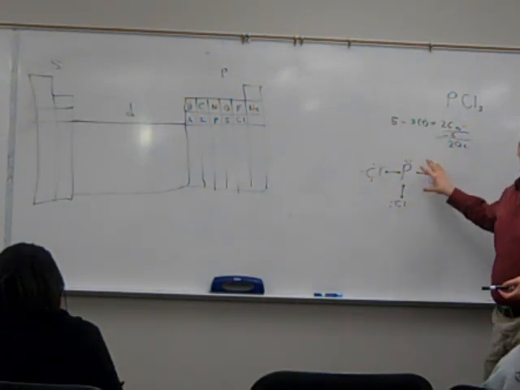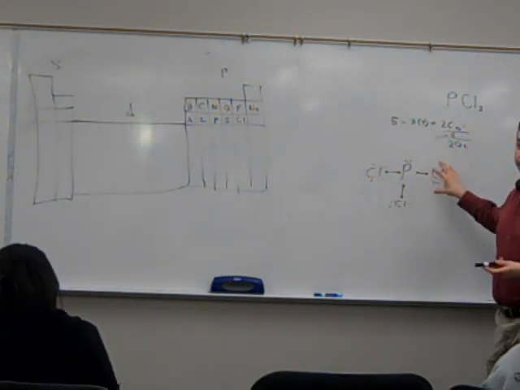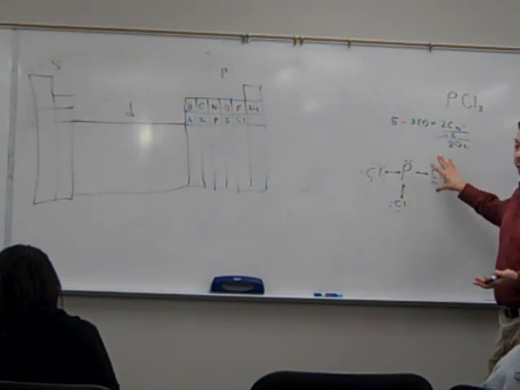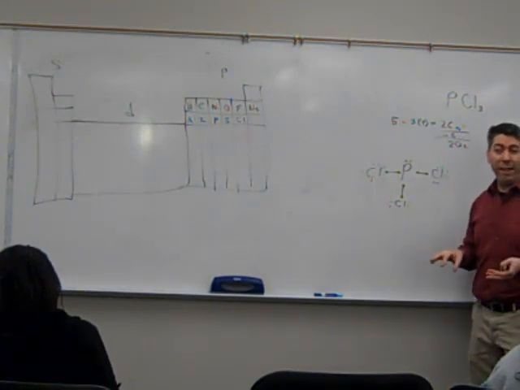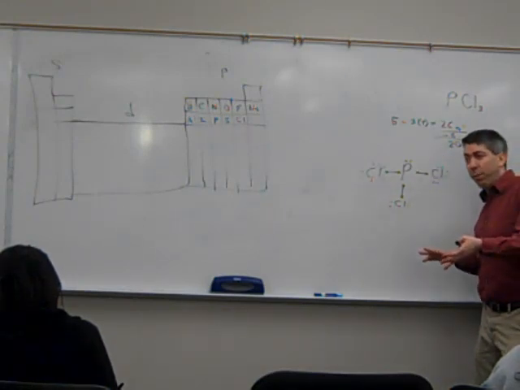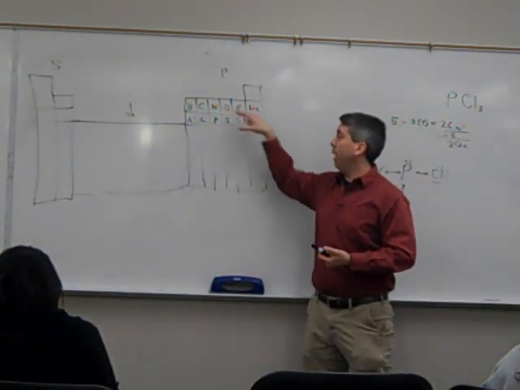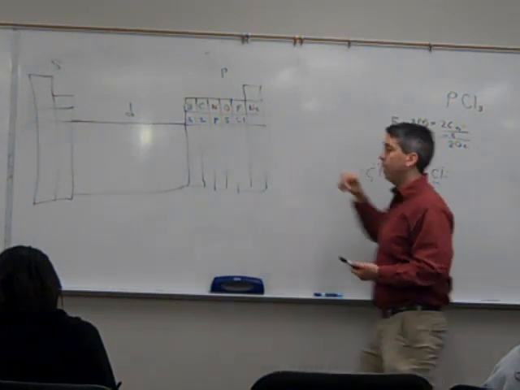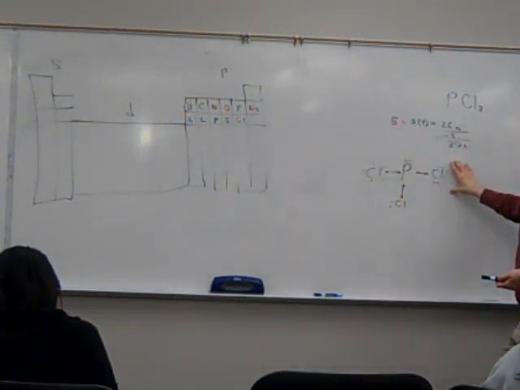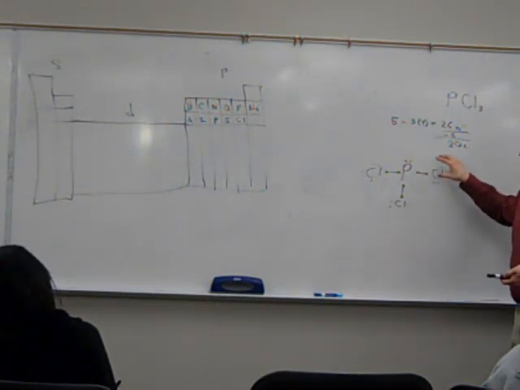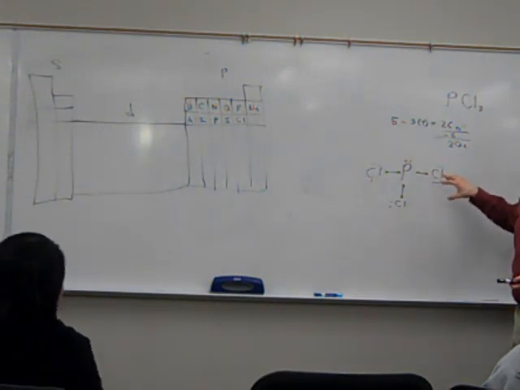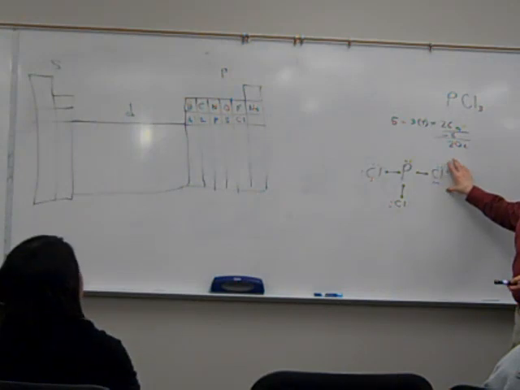Now, I don't want any more than 8, right? 8 is the octet rule, that's the ideal. I can have more than 8 if I absolutely need to, but only for elements that are in the 3rd period or below. I can't do it with the 2nd period. But in this case I didn't need to. They all have 8, they're all happy. Now if one was short, then I might have to make a double bond, but in this case I don't.